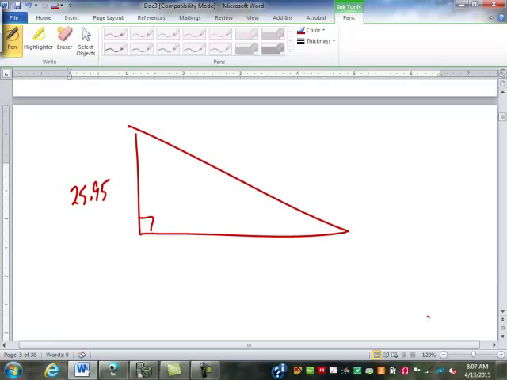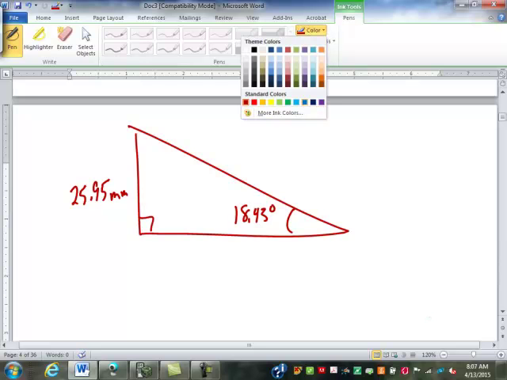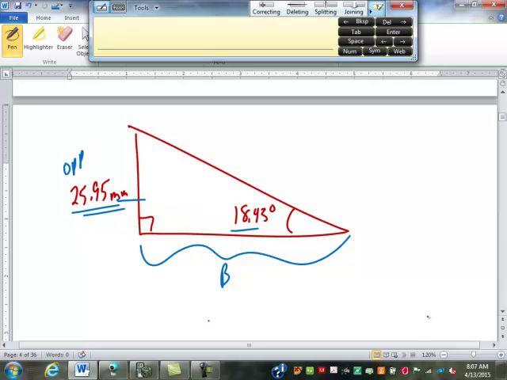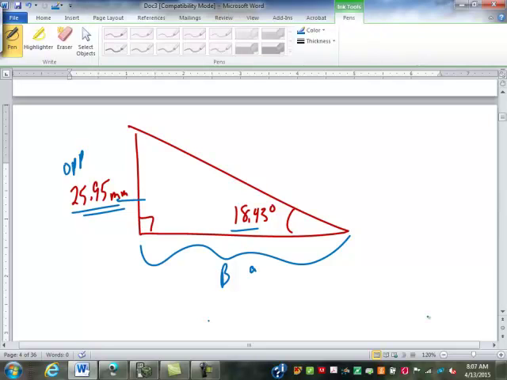Objects on paper may not be drawn to scale, by the way. Considering 12 is twice as long as 25 in my paper, maybe a little bit off. I know that's 18.43 degrees. I am trying to find this side. I will call that side B for now. This is which side of the triangle, according to that angle? Opposite. And what I'm finding down here is the adjacent, which is a tangent. Tangent of an angle is opposite over adjacent.